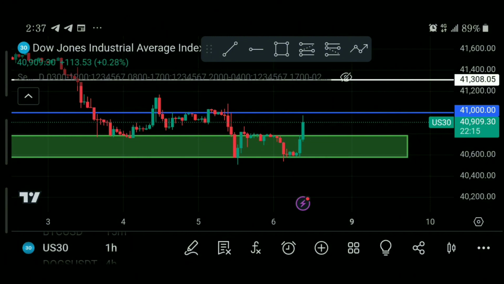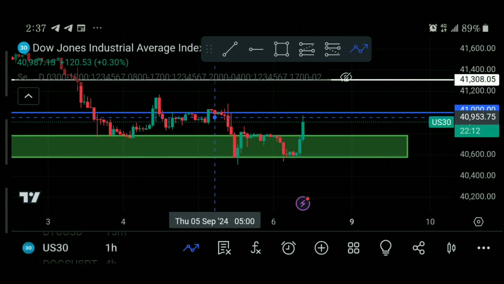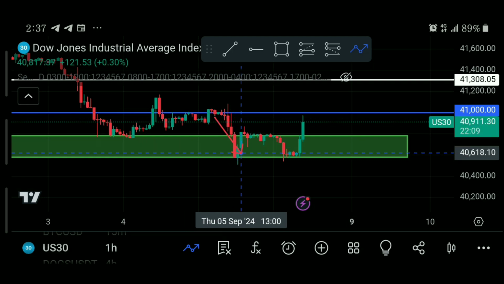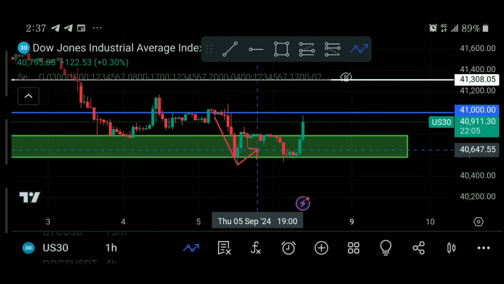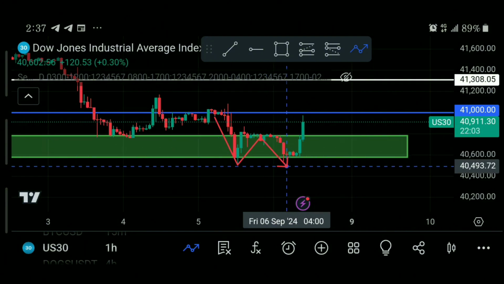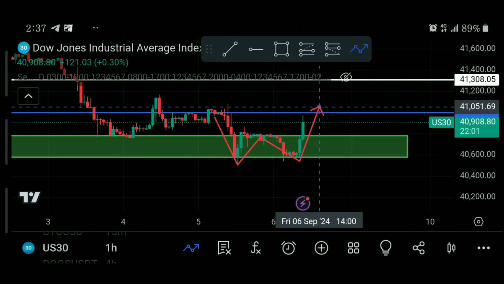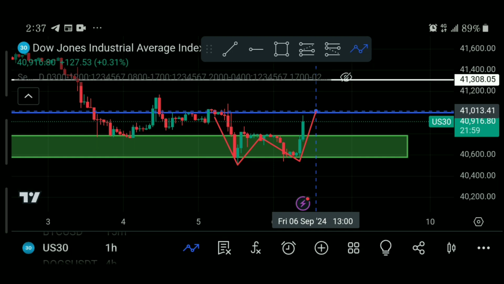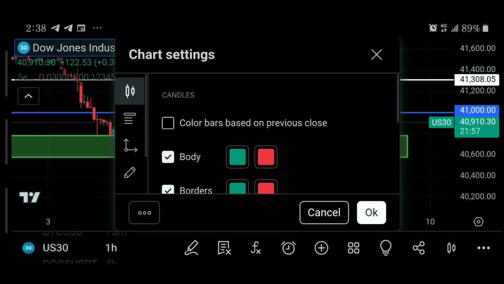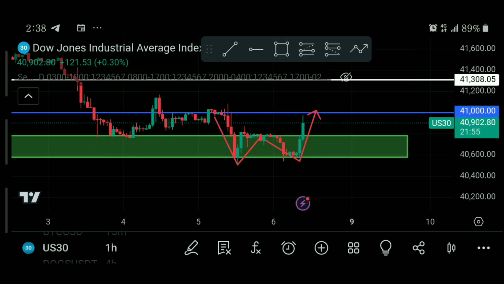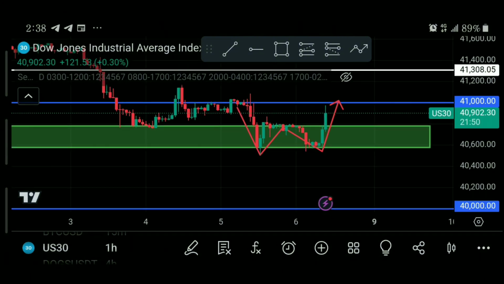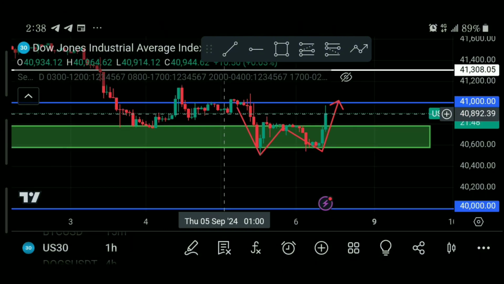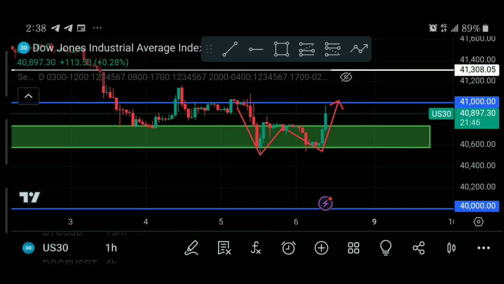So on the 1-hour time frame, we had a double bottom here. This is a double bottom here, and here. You can see the market is going up now and is about to get close to our resistance above here. So you should be expecting a sell around that side. It's going to be a sell there.